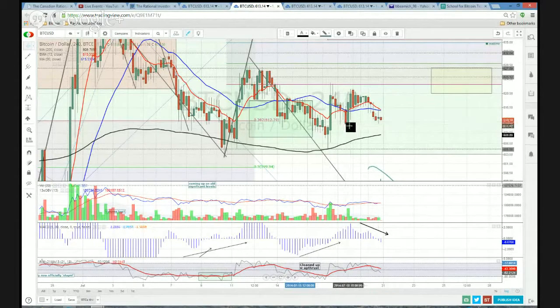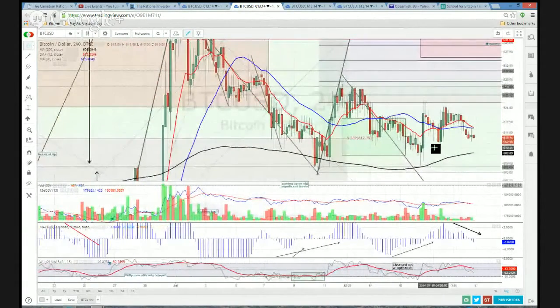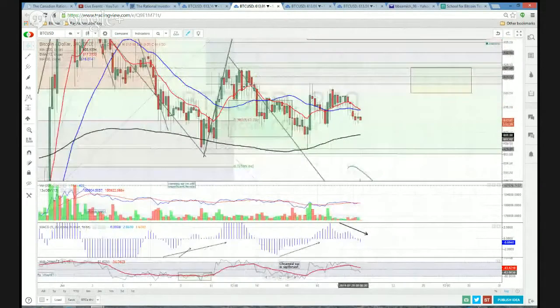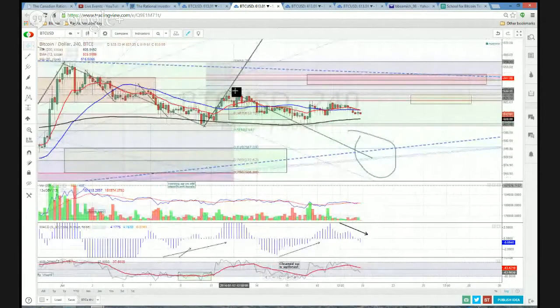So a move below this low here off of the 4 hours, which is 611, now starts to add fuel to the bears' camp. And again, that's sort of playing this scenario out, boom, boom, boom, boom, down into here. So that's sort of the situation there.